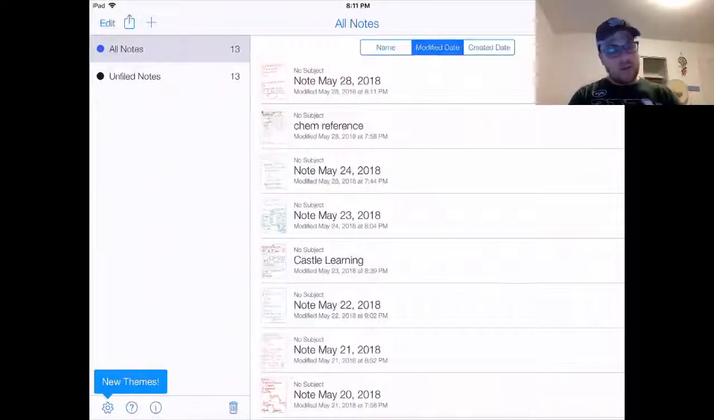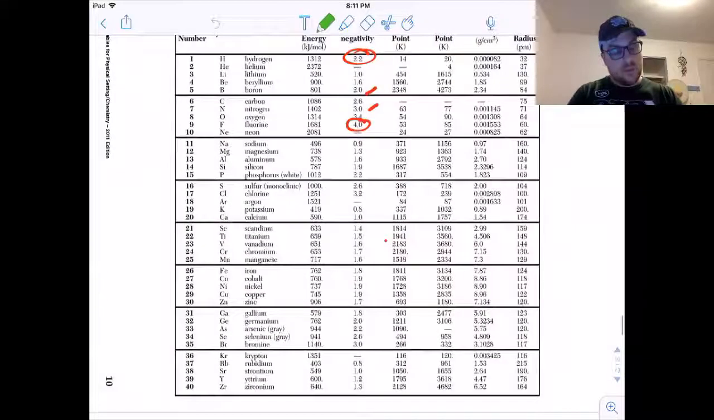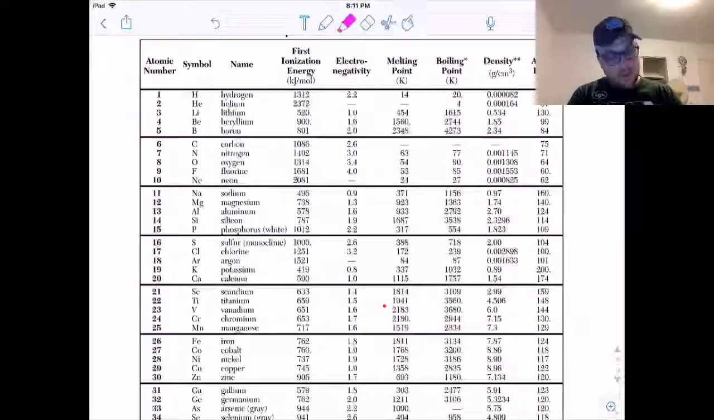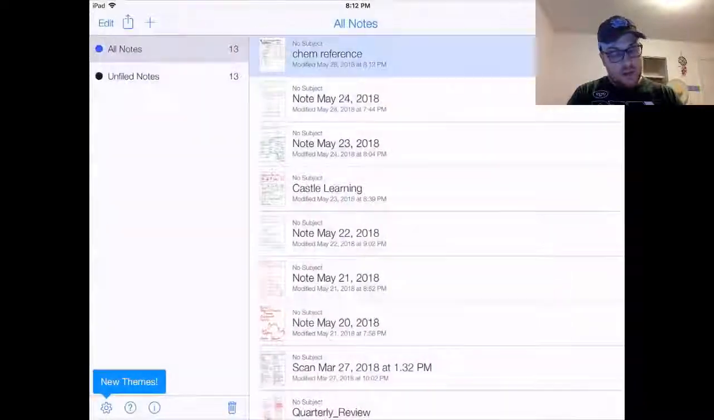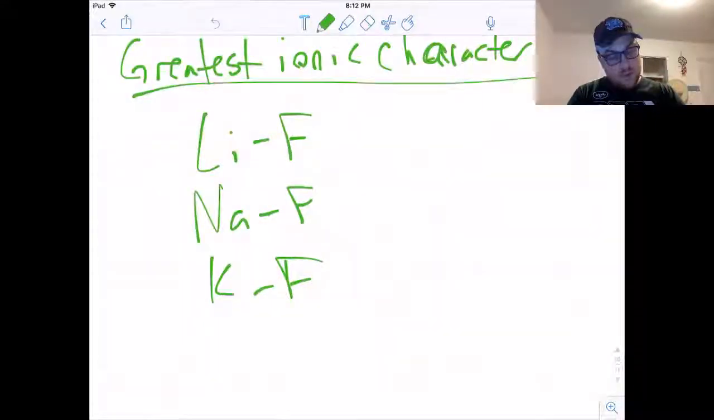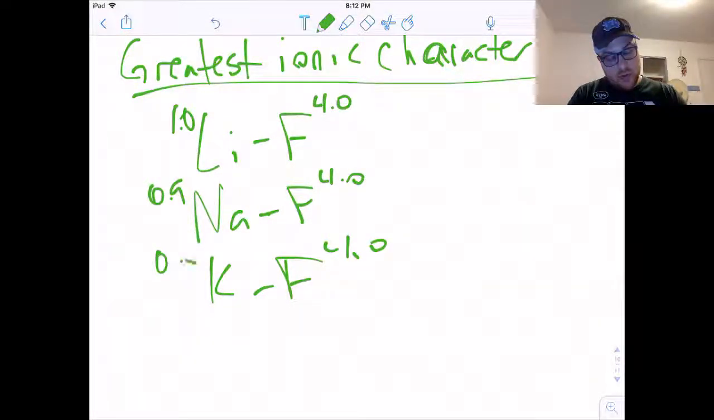and you look up their electronegativities. So fluorine I know is 4. Lithium is 1. Sodium is 0.9. And potassium is 0.8. So we go 4.0, 4.0, 4.0, 1.0, 0.9, 0.8. The one with the greatest difference in electronegativity will be the most polar, will have the greatest ionic character. And here, it's probably easy to see. The one with the biggest difference in electronegativity is KF.